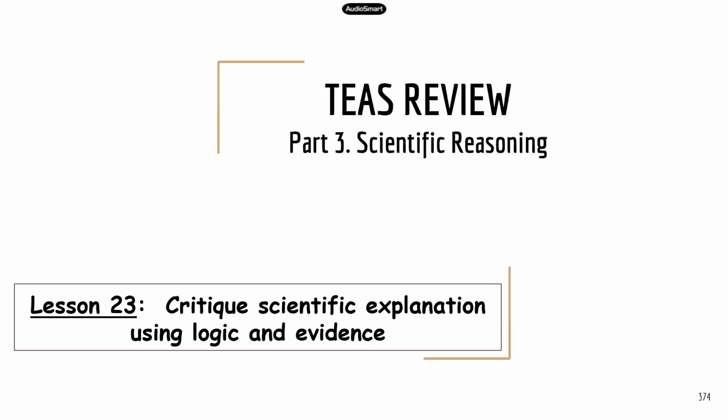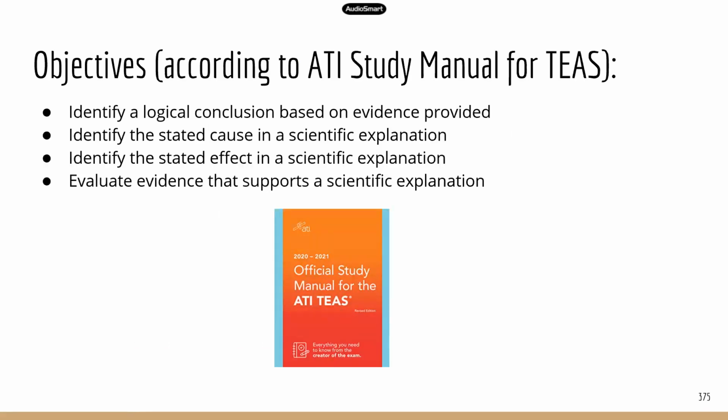Today we're going to look at how to critique scientific explanation using logic and evidence. You are expected to have the following skills. First, you need to be able to identify a logical conclusion based on the evidence and data provided. And second, you should be able to identify the stated cause and effect in the scientific explanation. And last, you need to be able to evaluate evidence that supports a scientific explanation. So I will have some practice questions on these objectives.